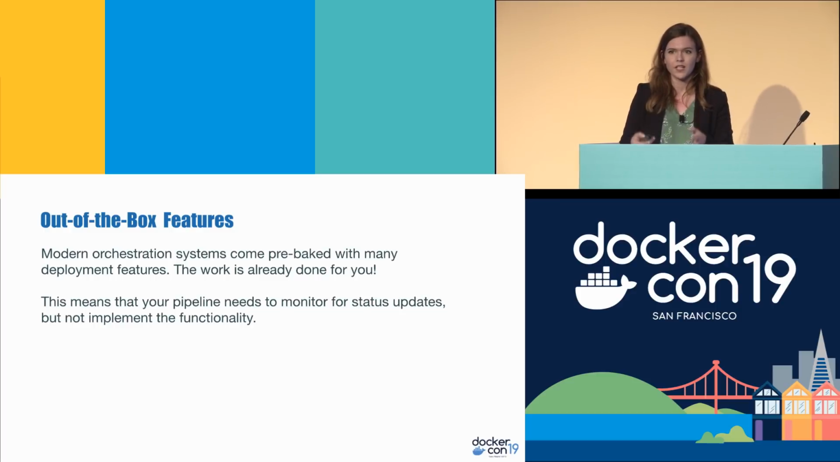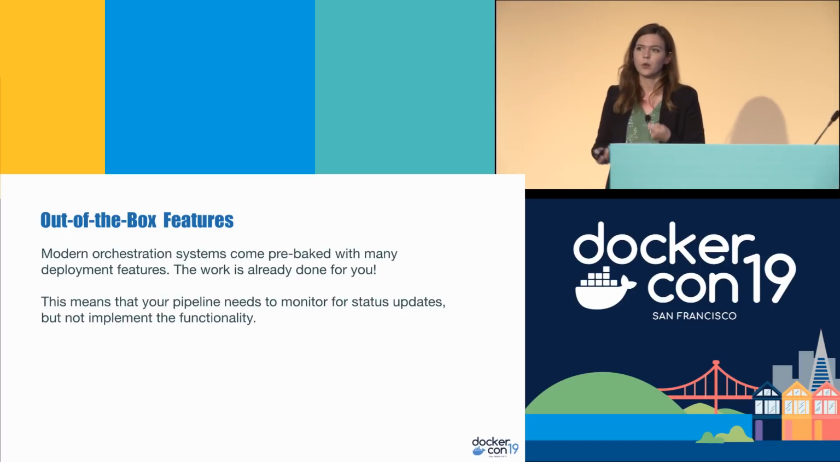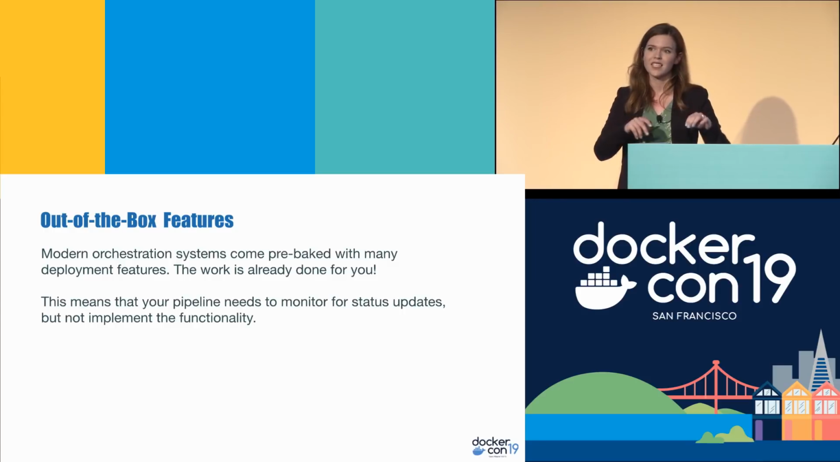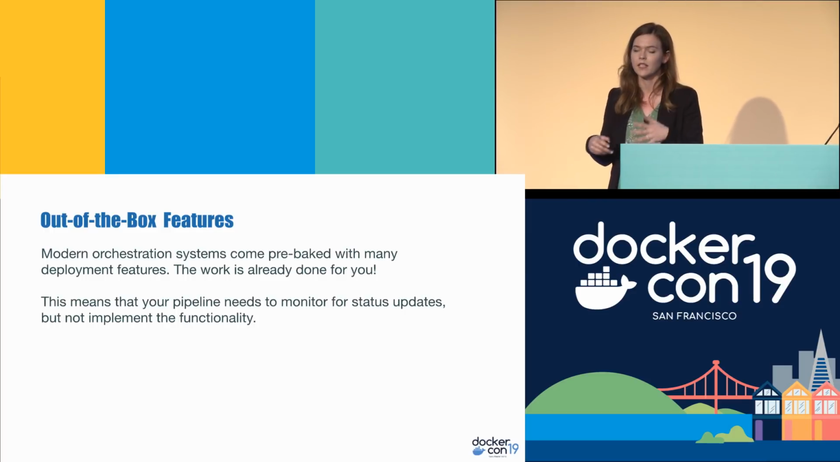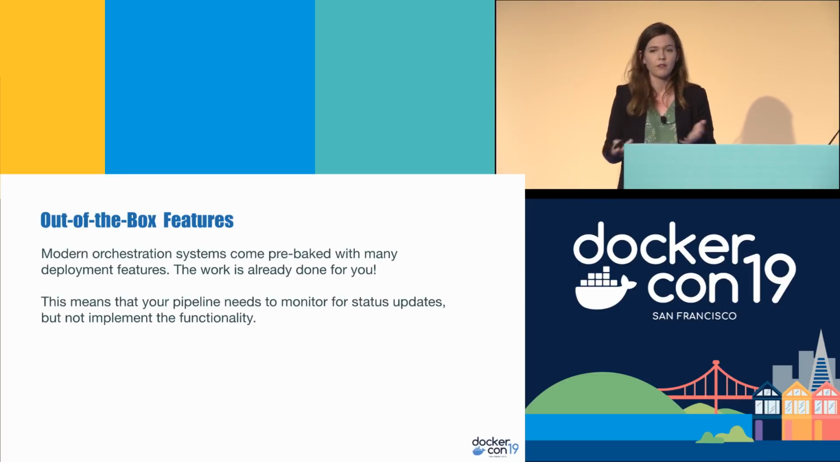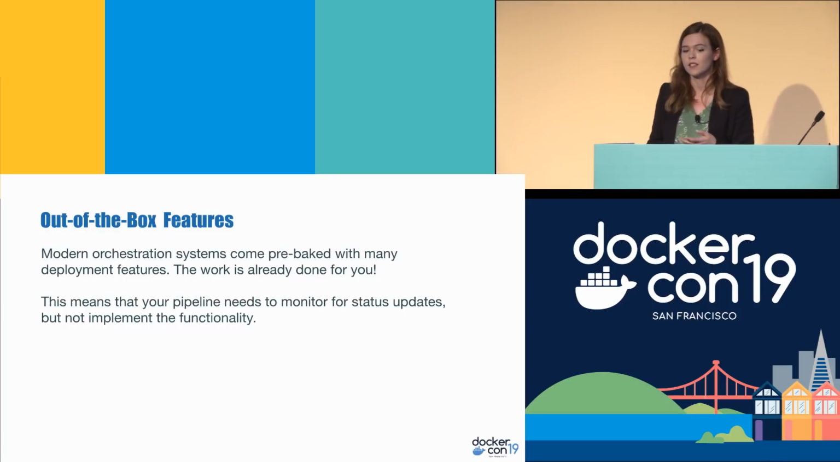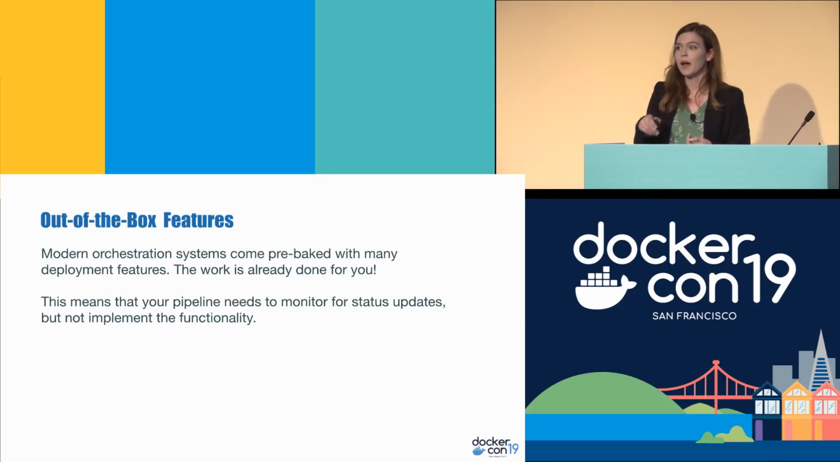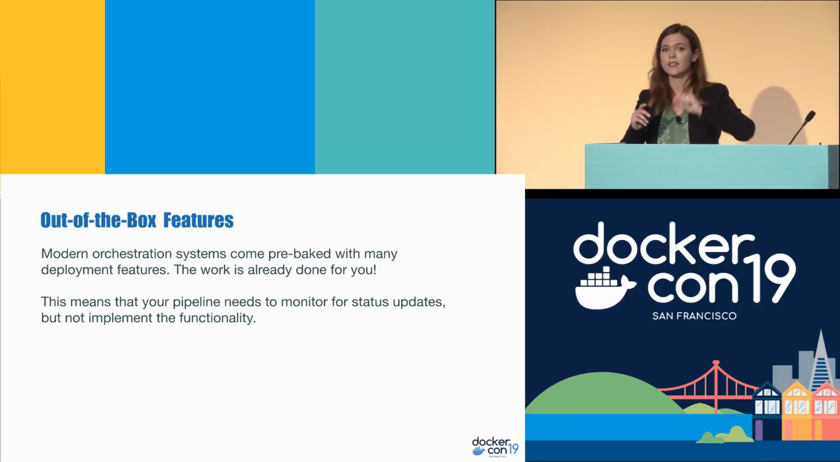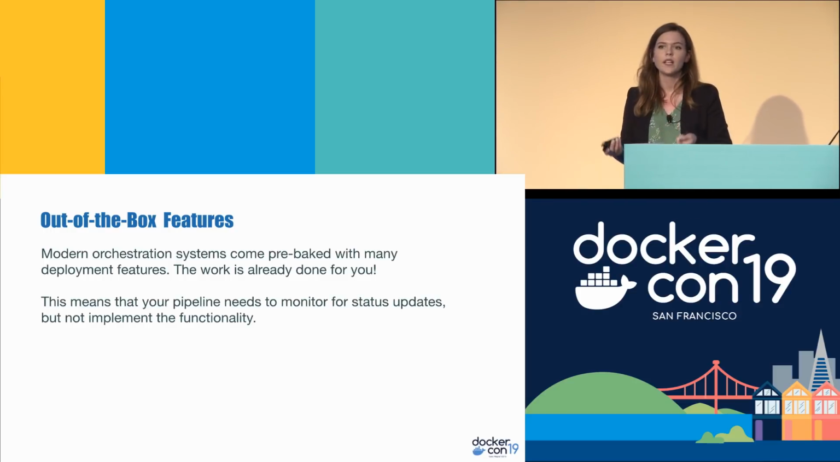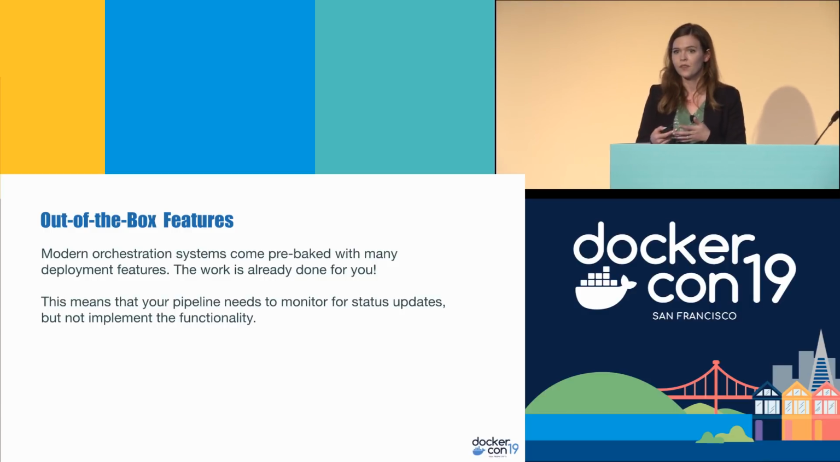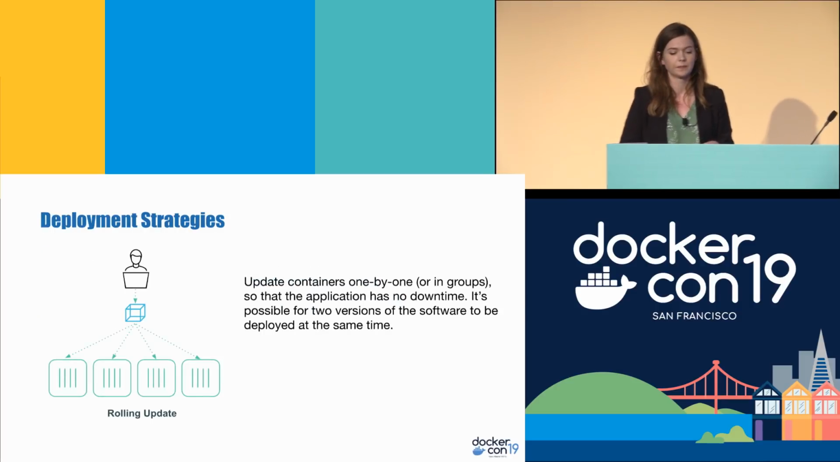So when we're talking about deployment, a lot of these deployment techniques are actually built in not to the pipeline tool, but to the orchestrator itself. So for example, Swarm or Kubernetes have deployment techniques baked into them. You don't have to write them yourself. They're just there for you, and a lot of them are sensible defaults. That means that your pipeline does not need to control things like rolling updates. What it does need to do, though, is make sure that it's communicating status back to you as the operator and as the person who needs to understand exactly what's going on.